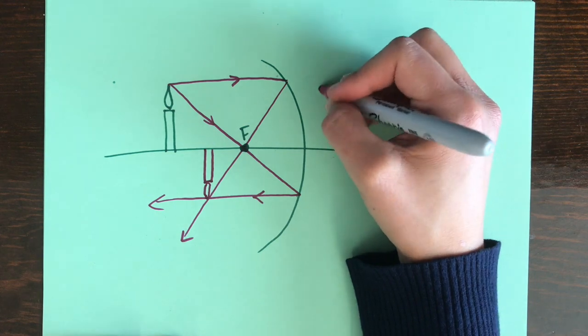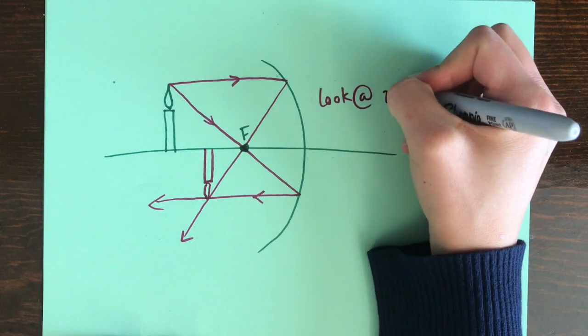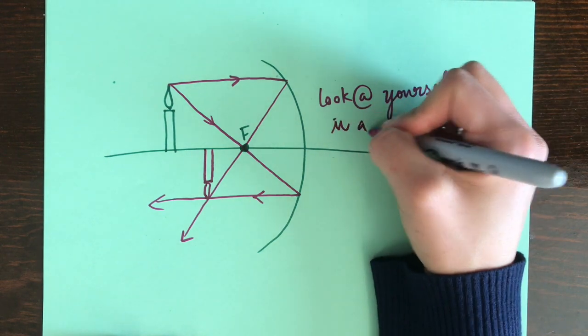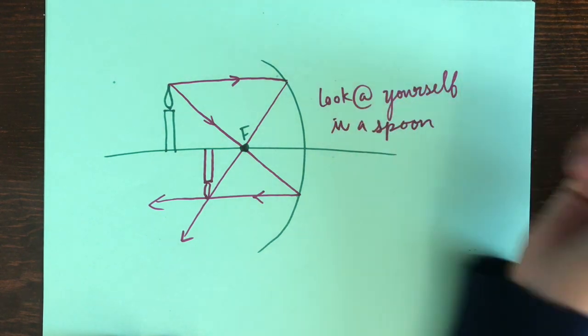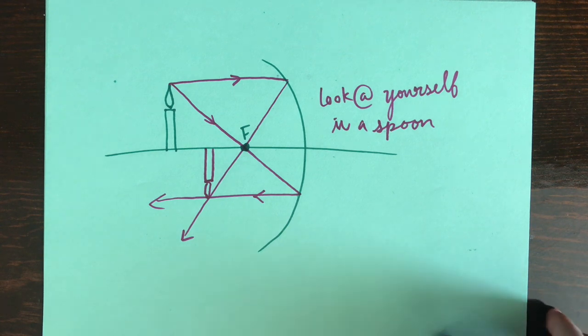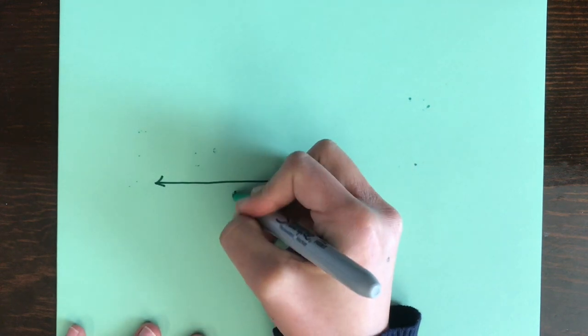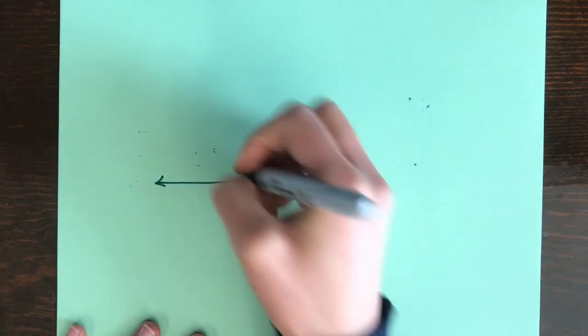And what's going to happen is that these two lines intersect and actually make the image that we see in the mirror. And this image, as you can see from this picture, is going to be upside down, right? Look at yourself in a spoon and see how this works. See that your image in the spoon is actually going to be upside down. And this is how the focus of a parabola actually works.